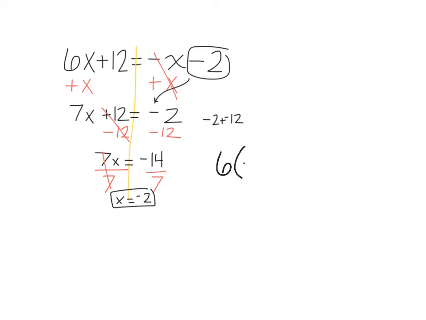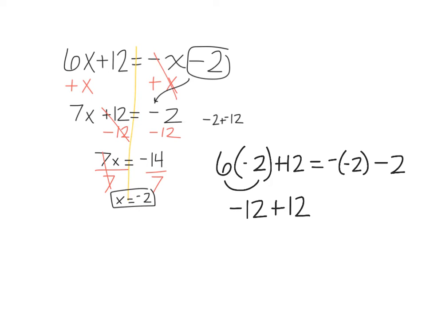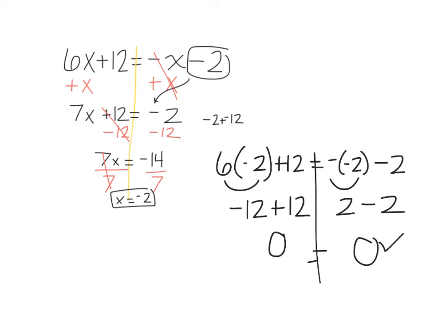I have 6 times, instead of x, I put -2, plus 12 equals negative x, which is the opposite of x, so a -2 minus 2. And when I simplify this, I get -12 plus 12, and that's going to give me 0. And over on this side, I have the opposite of -2, or a -2, which is a +2. And 2 minus 2 also equals 0. My answer checks. So I know that my answer of x equals -2 is correct.